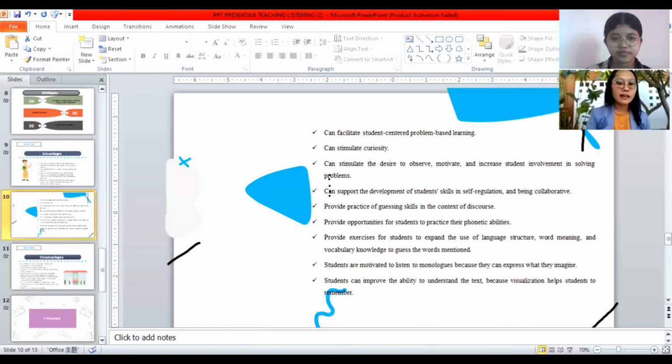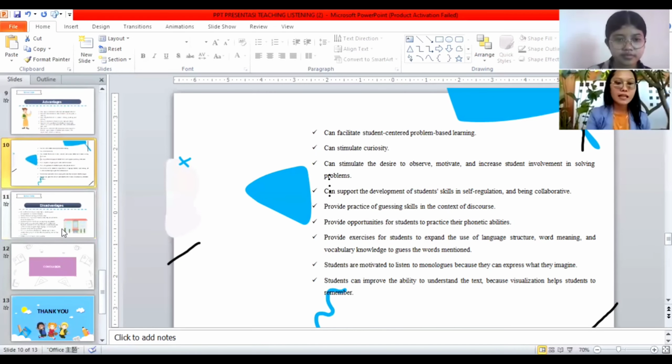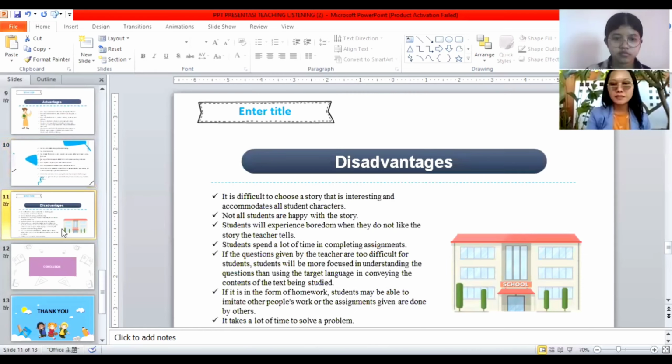Okay, next I will explain about the disadvantages of teaching listening. The disadvantages of teaching listening are: it is difficult to choose a story that is interesting and accommodates all students' characters. Not all students are happy with the story. And students will experience boredom when they do not like the story the teacher tells.